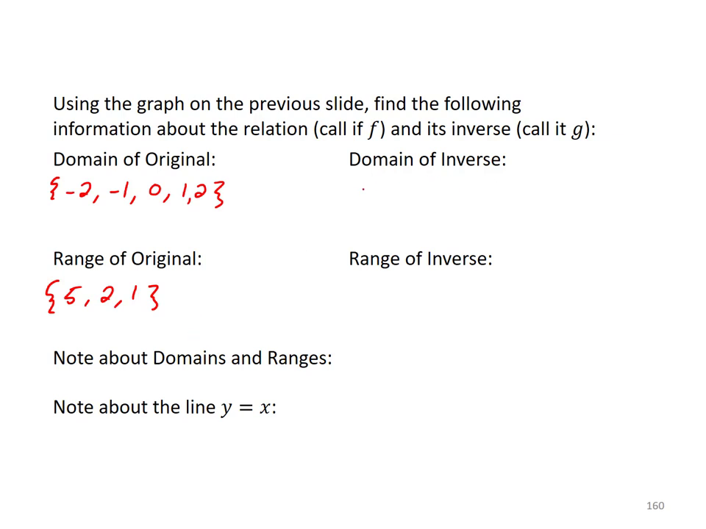The domain of the inverse was 5, 2, 1. Again, that's the set containing 5, 2, and 1. And the range of the inverse was negative 2, negative 1, 0, 1, and 2.